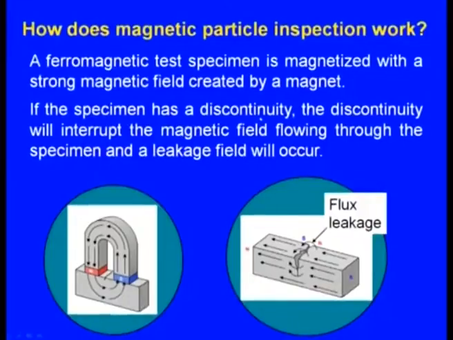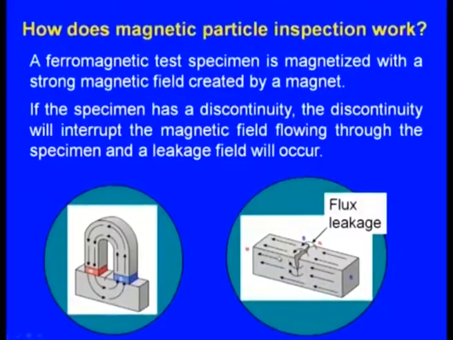Now, if the specimen has a discontinuity, the discontinuity will interrupt the magnetic field flowing through the specimen and a leakage field will occur. Here we can see the specimen. If there is no crack and no defect within the specimen, we can see there are two poles here, the south pole and the north pole. On the other hand, if there is a discontinuity, whether external or internal, what will happen? Where there is a discontinuity, a north pole and south pole will also be created.